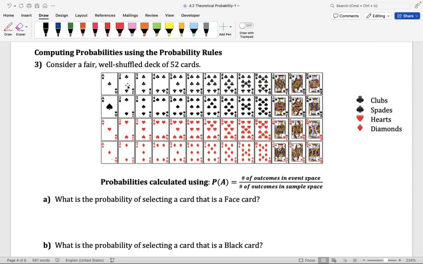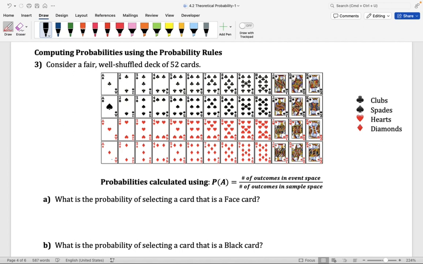We're now going to look at a set of questions where you have to use probability rules to compute probabilities. From this exercise, we're going to be asking ourselves for probabilities of selecting a card from a fair well shuffled deck of 52 cards. Here we have the deck. Notice we have 4 different figures. We have the clubs, the spades, hearts, and diamonds. We have 13 cards for each figure.